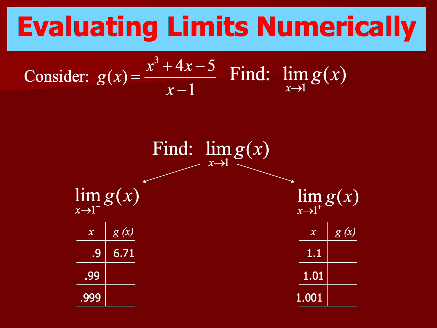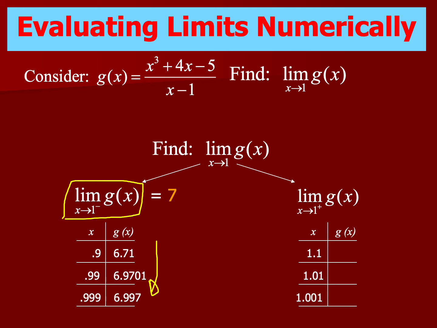When I find the first value, it is 6.7, then 6.97, then 6.997. I can see clearly that the values of g, after plugging in these numbers, are approaching a specific number, which is clearly 7. So in this case, we say the limit from the left equals 7. Let's see what will happen for the limit from the right.